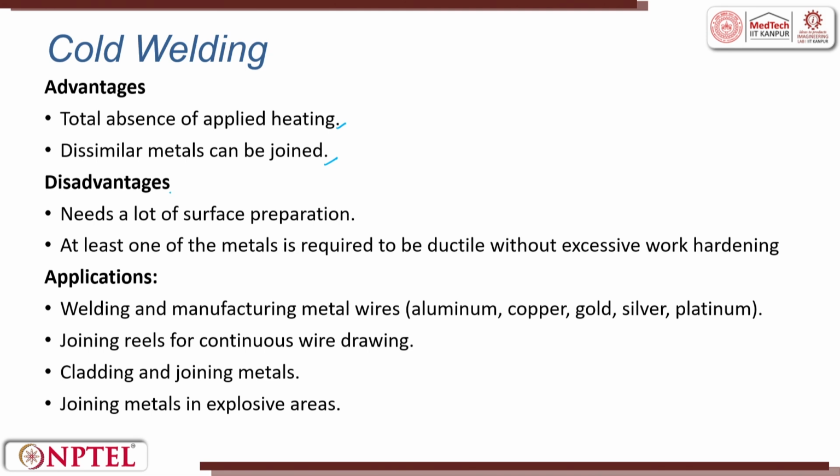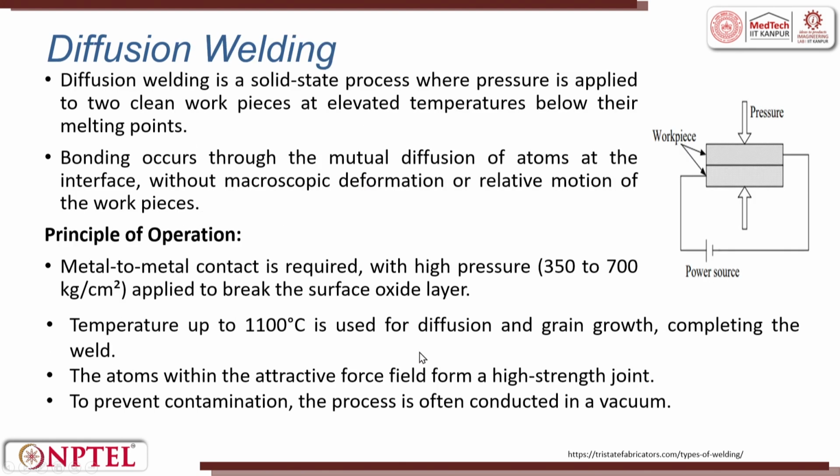The disadvantages are that it needs a lot of surface preparation. At least one of the metals should exhibit ductility without excessive work hardening. So, the applications are manufacturing metal wires like aluminum, copper, gold, silver, platinum. Joining reels of continuous wire is done. Cladding and joining of metals are possible.